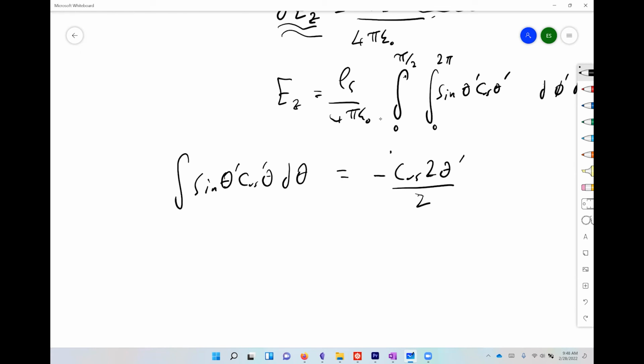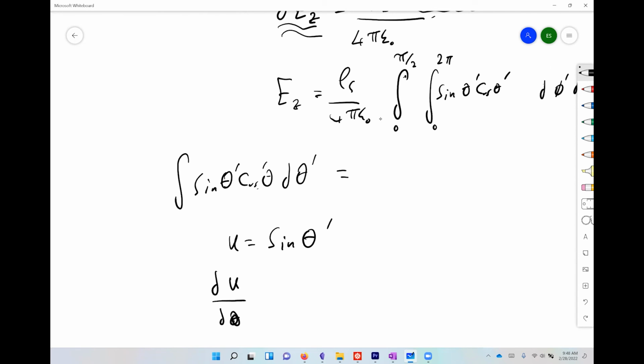Let's differentiate this. How would you do this? Let's assume you can do substitution. Assume u equals sine theta prime. Then du over d theta prime is just cosine theta prime, right? So I can take d theta prime here, just doing substitution. Cosine theta prime d theta prime is just du, and this is u. So it's going to be the integral of u du.